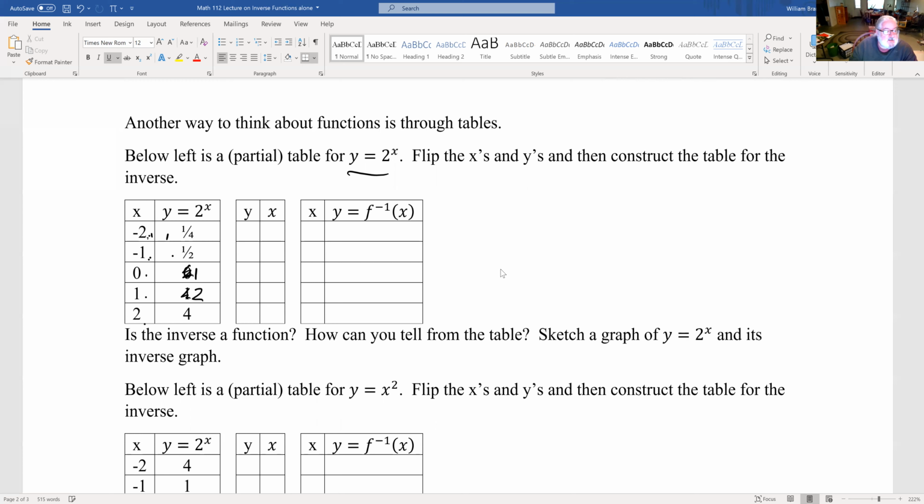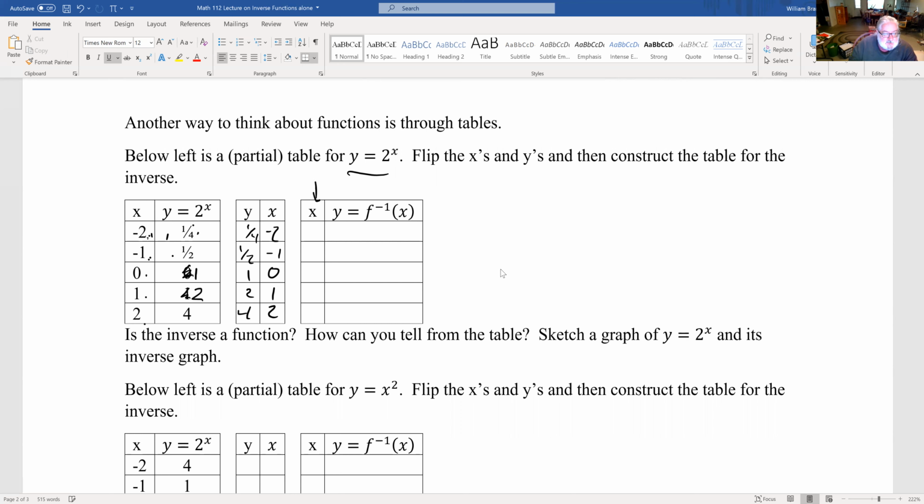So if we want a table for the inverse function, we just switch the x's and the y's. I'm just going to switch the columns. Y is 1/4, we had -2. Y is 1/2, we have -1. Y is 1, we have 0. For y is 2, we have 1. And if y is 4, then x is 2.